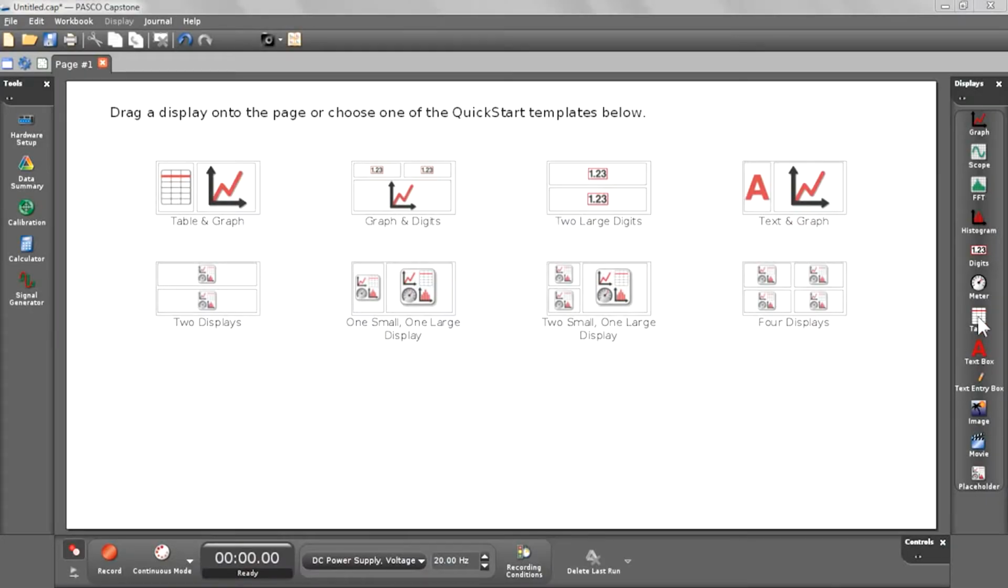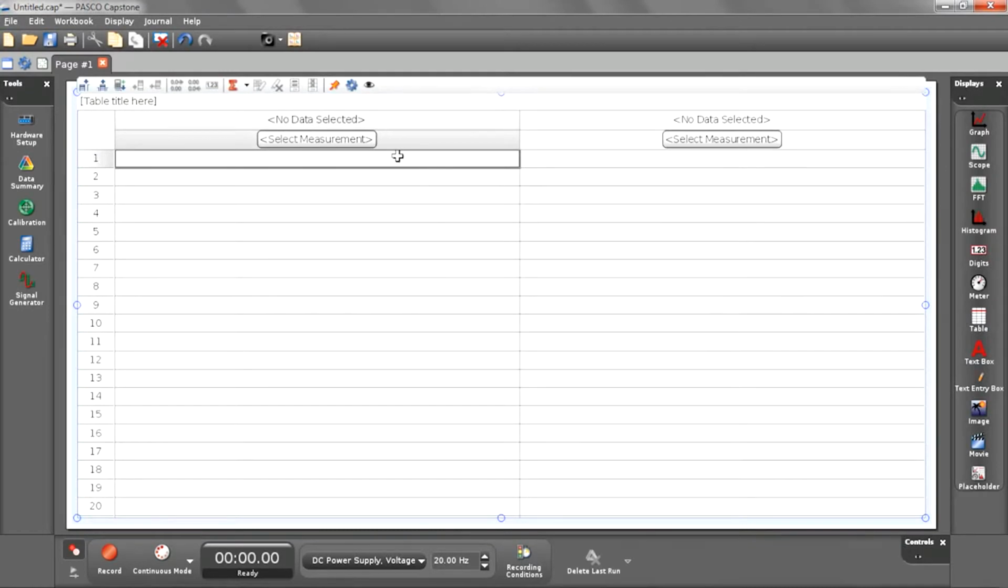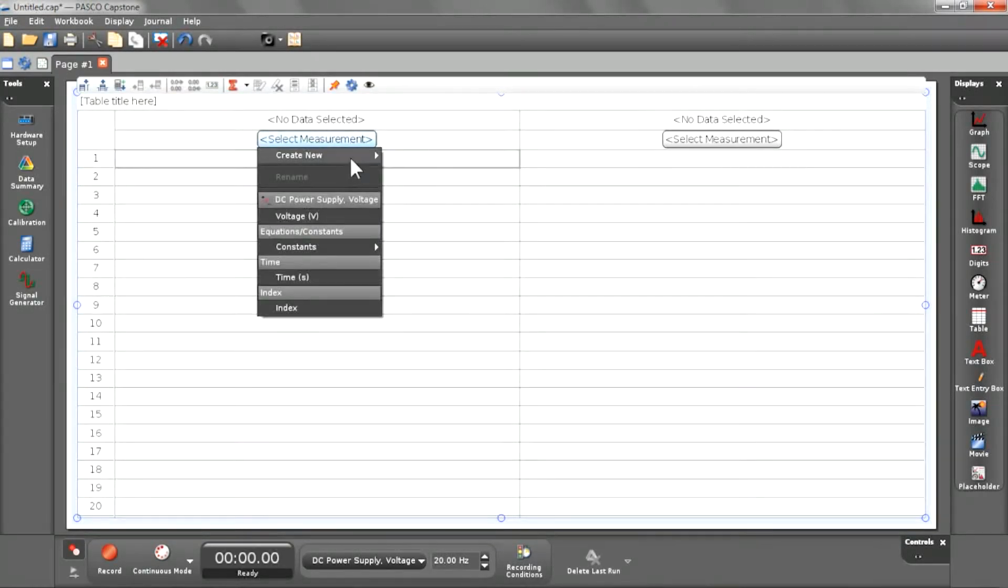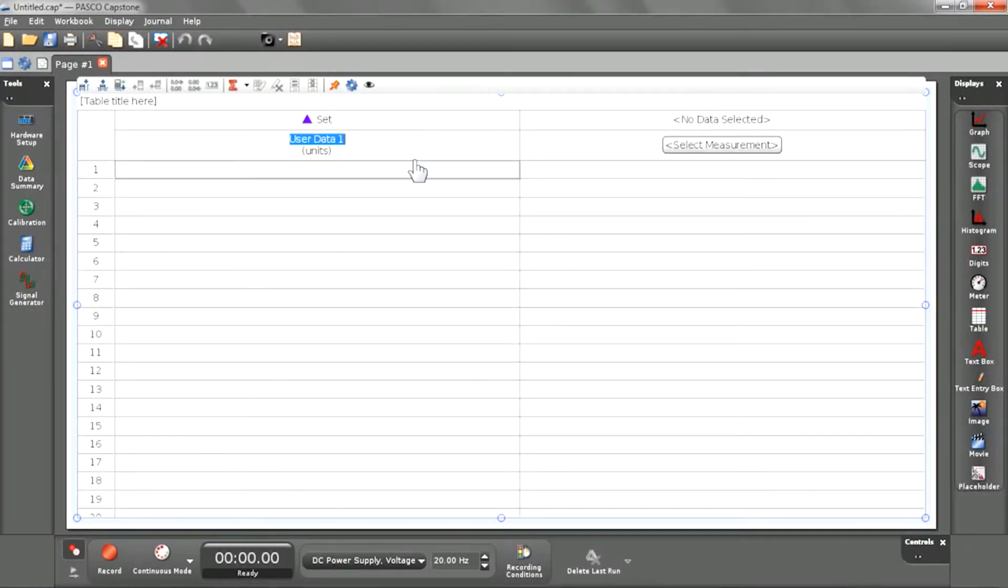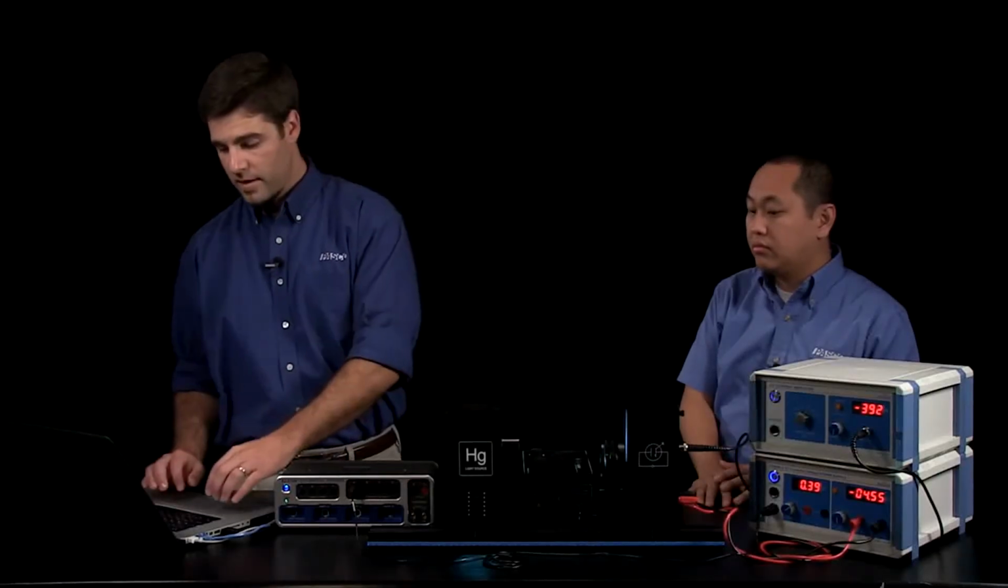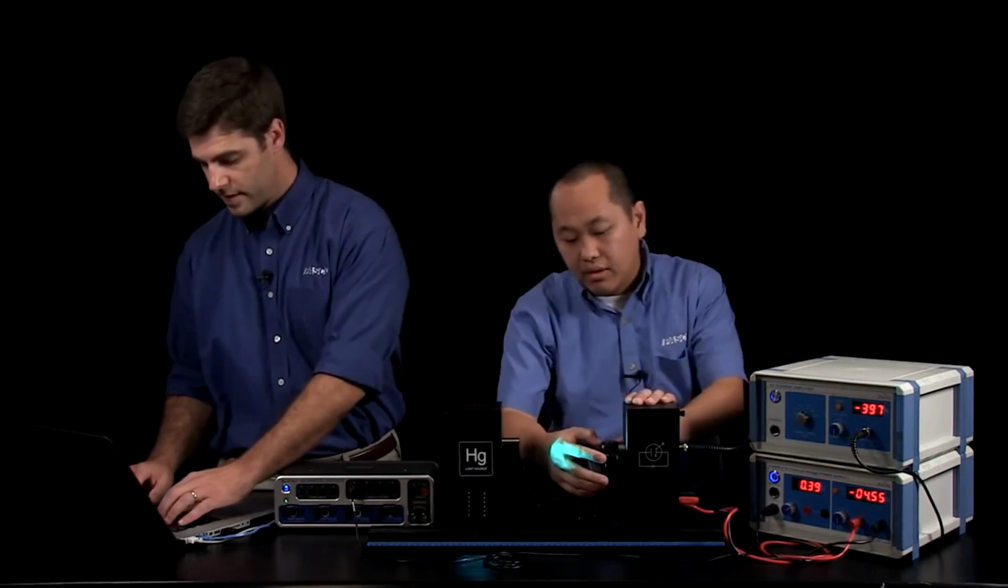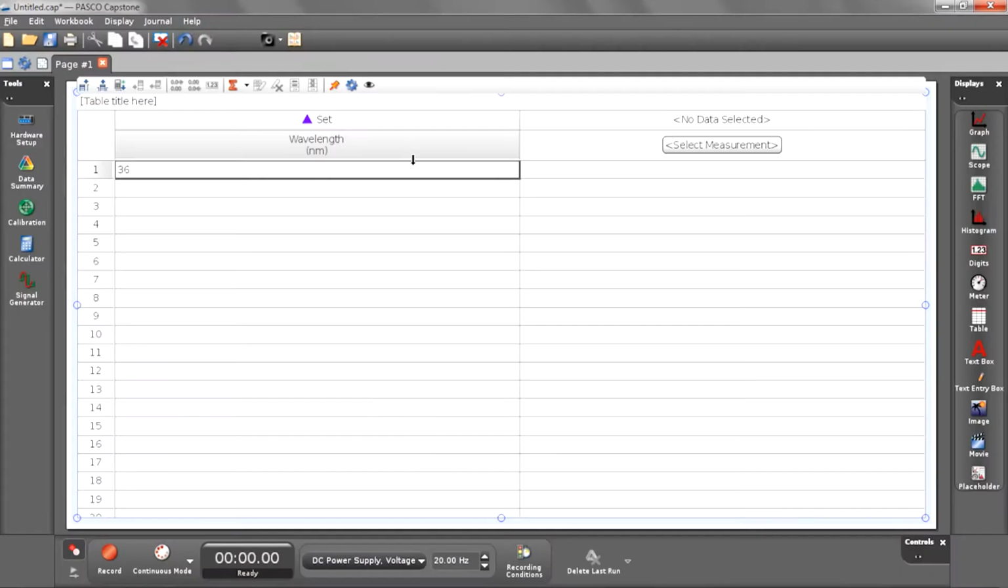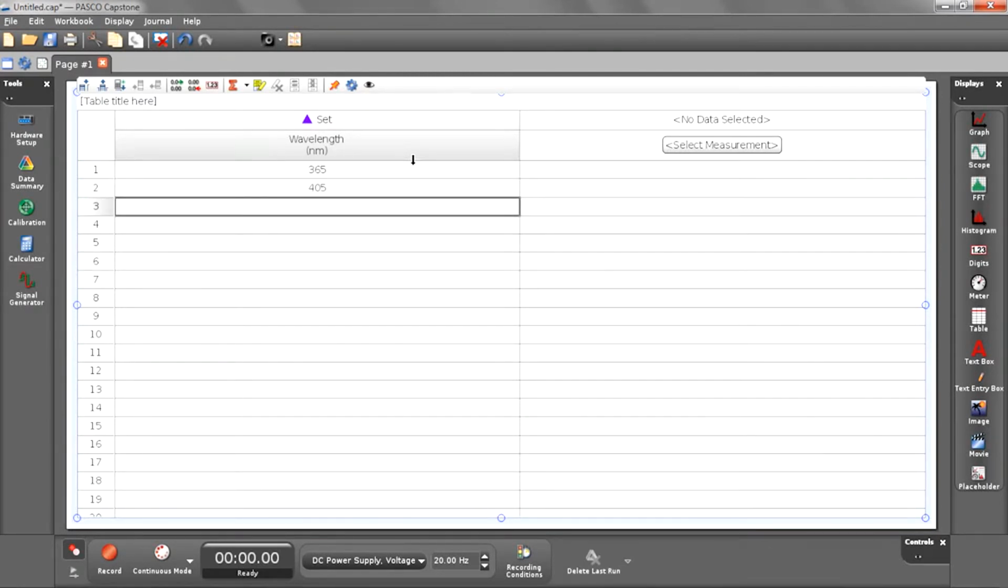So the first thing we're going to do here in Capstone is create a table, and then we're going to populate our table with a new data set that we're going to manually enter, and that's going to be the wavelength of the light incident on that photodiode, and those wavelength values are written on the shroud. Chong, can you read me those values? Yeah, the first one is 365. And these values are going to be in nanometers. 405. Okay. 436.